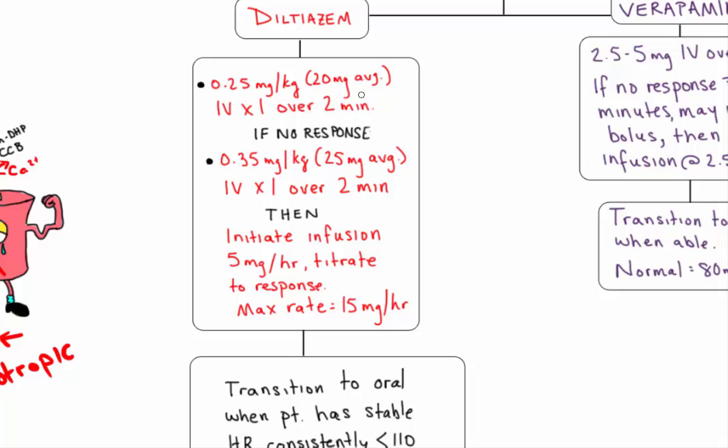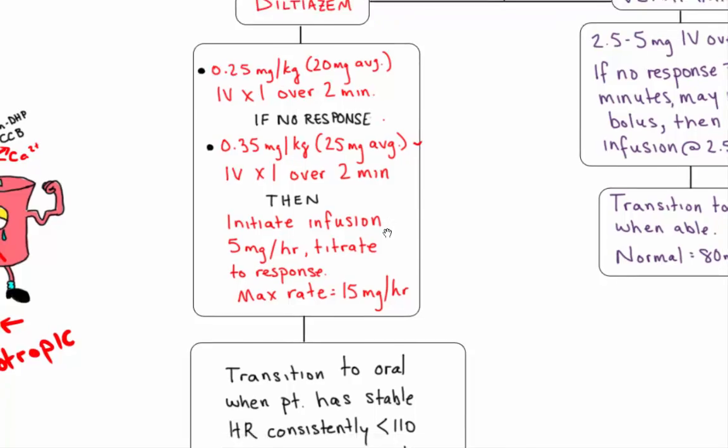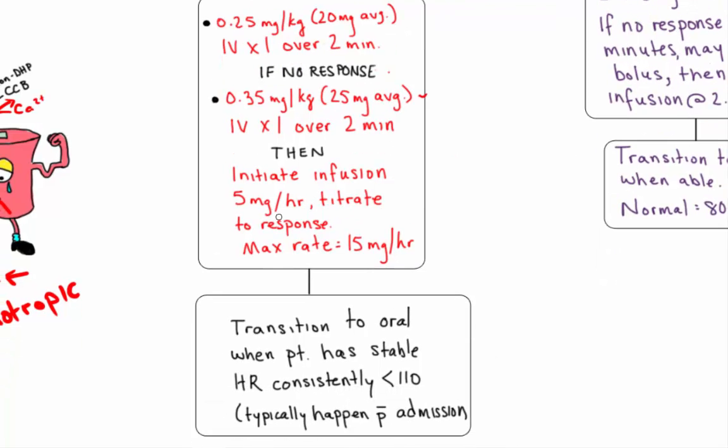Your average first dose is going to be roughly 20 milligrams. If you don't have any response from that, then you can give 0.35 milligrams per kilogram, which is an average of about 25. You give that IV again over 2 minutes, and then at that point you need to start an infusion after. Normal starting dose is 5 milligrams an hour, and you can titrate that to response with a max rate of 15 milligrams per hour.